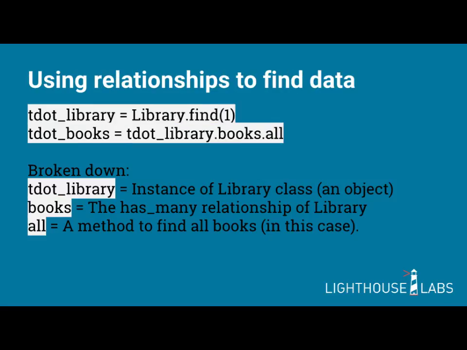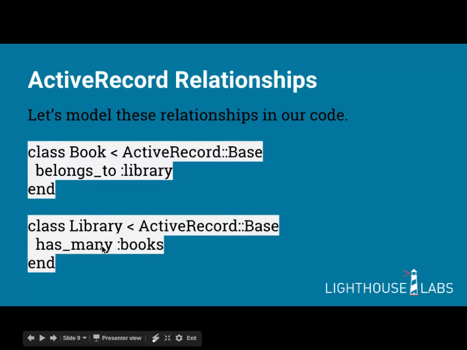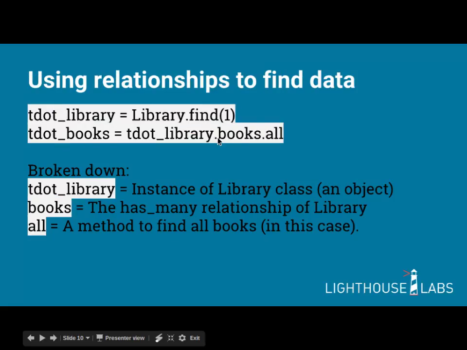So, top example here. We're just retrieving some data from the database. Using our library example, we just say, give us the library with ID 1. And okay, so I guess it's in Toronto. I want to get all the books in the Toronto library, so I can call the books method. It's because we said a library has many books that we can do this.